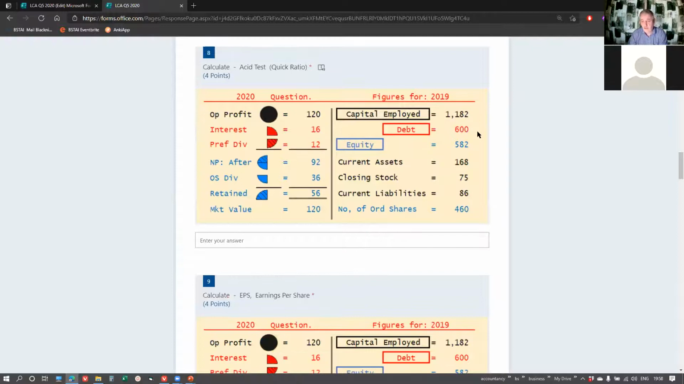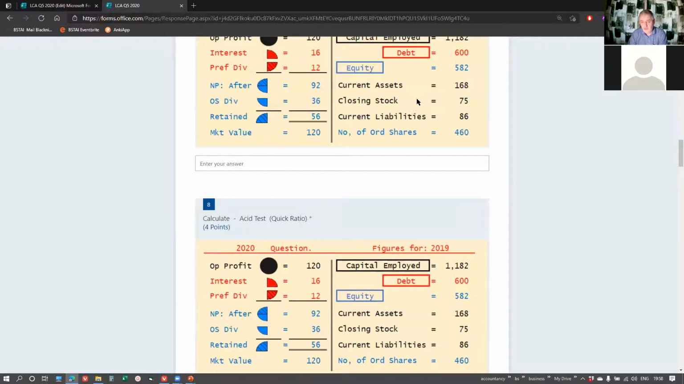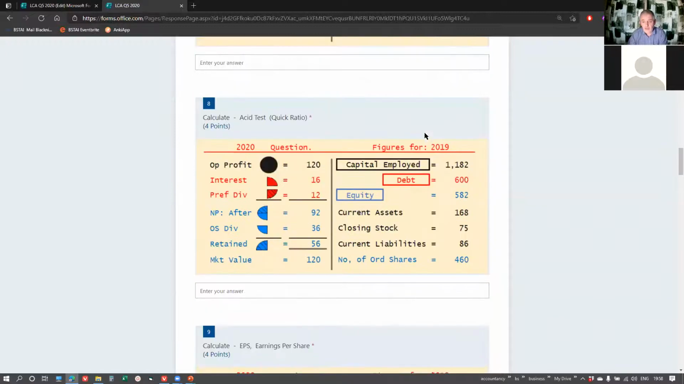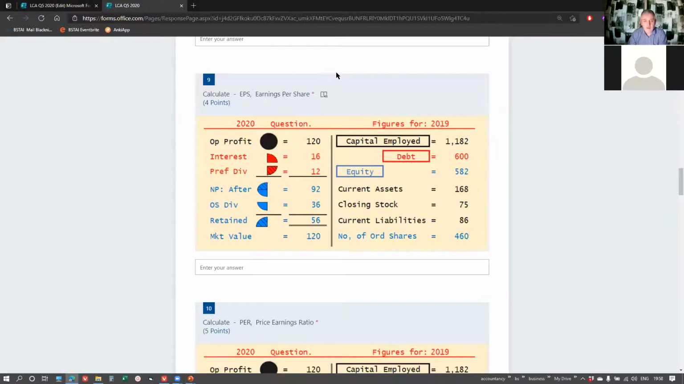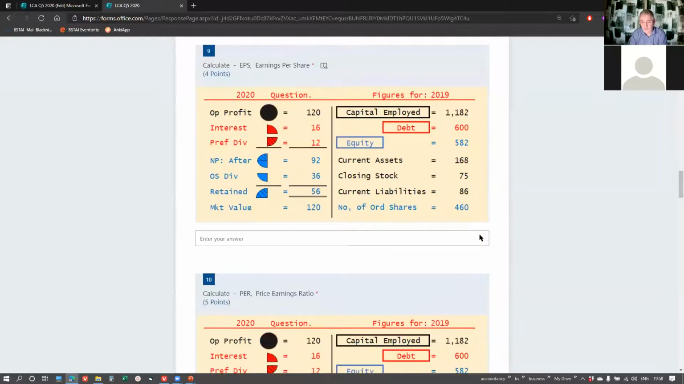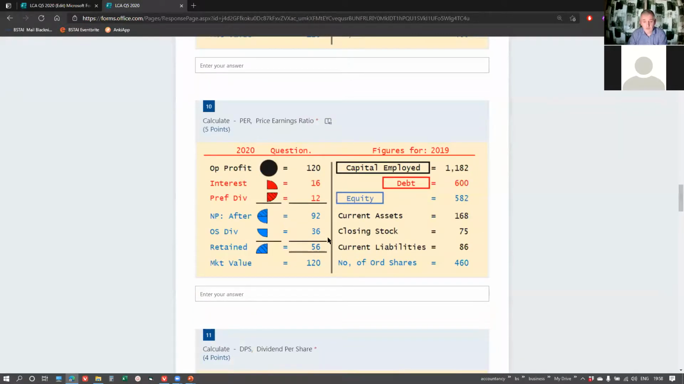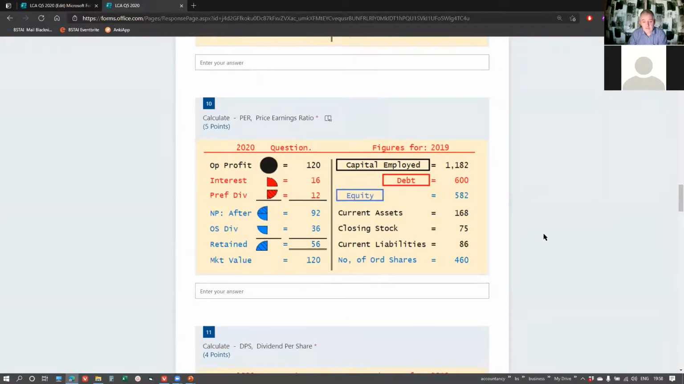Acid test, by the way, I keep changing this picture. Look here, I messed up on that one. Usually I'll change it again. Usually I have the order reversed here to force them to read it. So it's current assets 168 minus 75 over 86, and it's to 1. Earnings per share is 92 over 460, and it's cents per share. Price earnings ratio is the market price divided by the answer to your EPS.